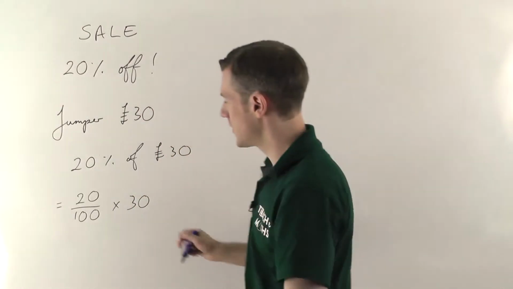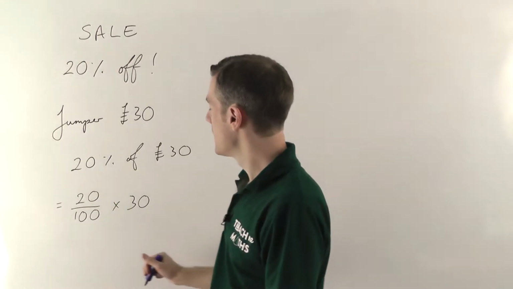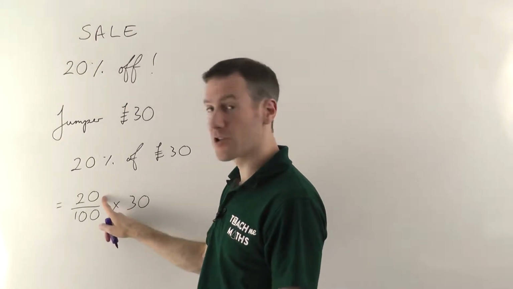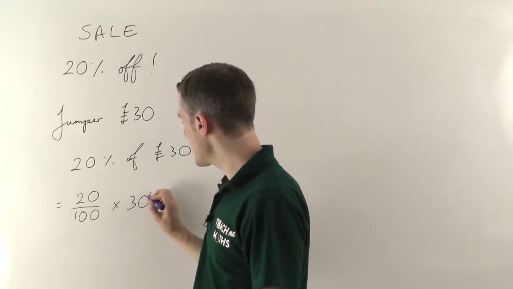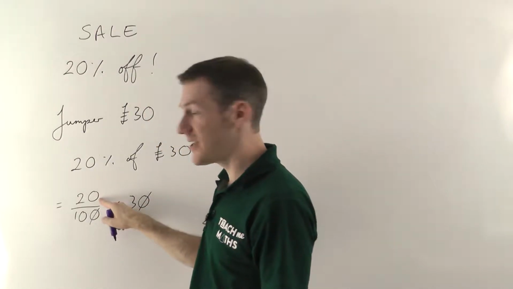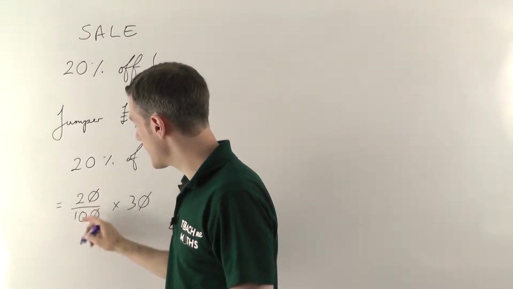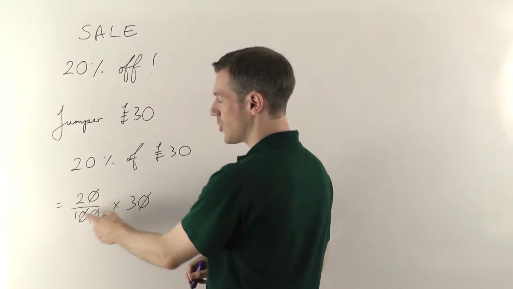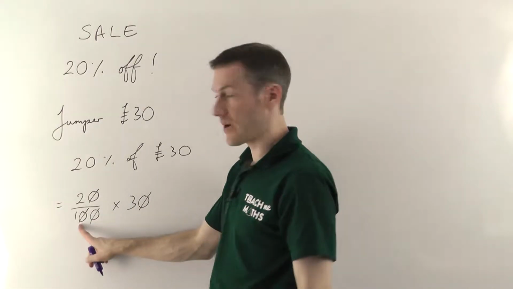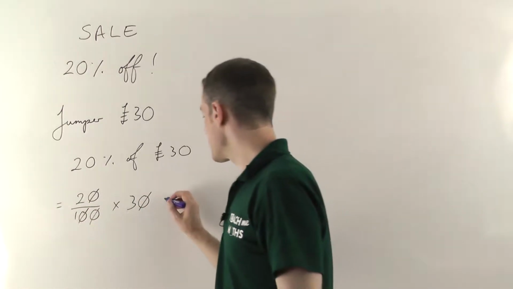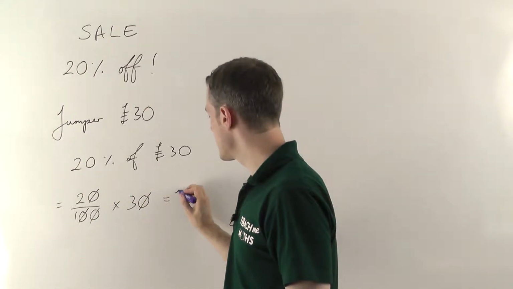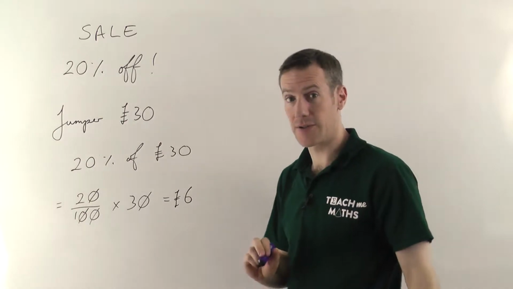Now, we can do quite a bit of cancelling here. So the 30, the 0 here, which is on the top, remember, whole numbers multiply on the top to fractions. So the 0 that's here will cancel with that 0 on the bottom. This 0 that's on the top will cancel with that 0 on the bottom. So actually it becomes 2 times 3 on the top divided by 1 on the bottom. Well, the divided by 1 doesn't do anything, and 2 times 3 is 6. So 20% of £30 is £6.